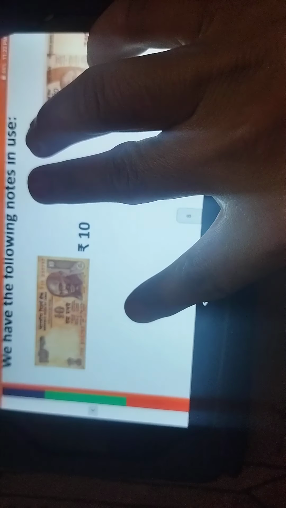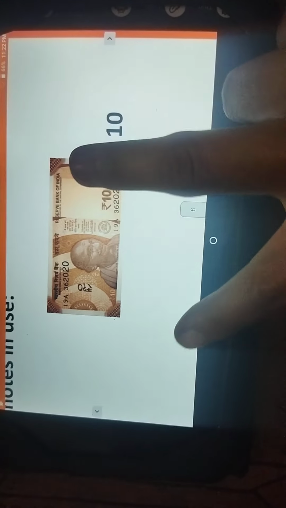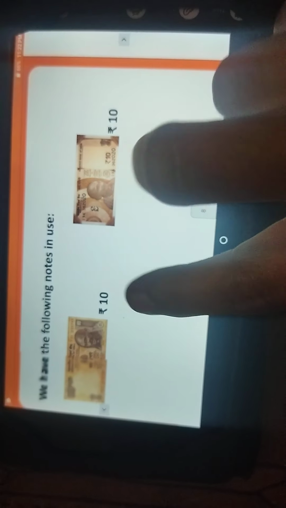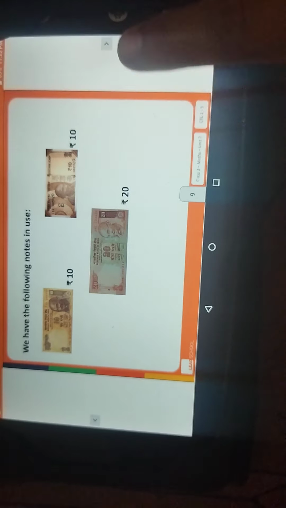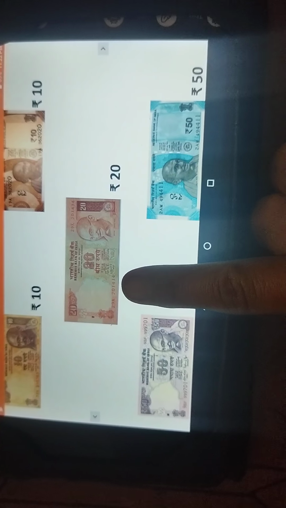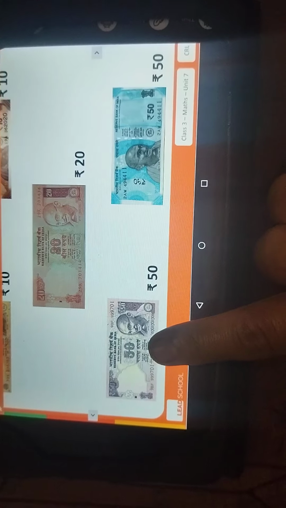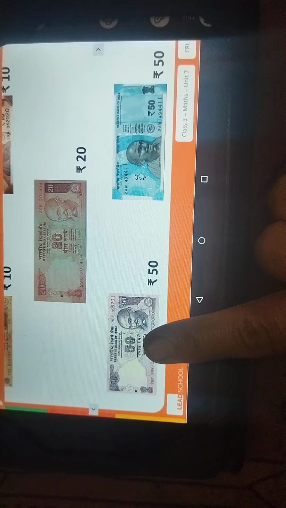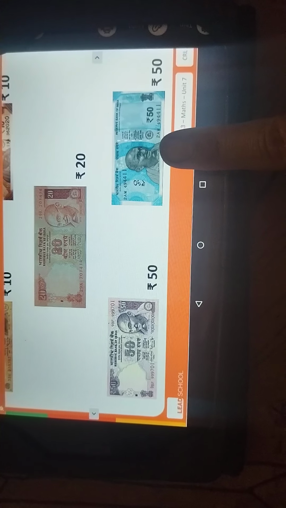This is a 10 rupees. Okay, the old currency is there and this one is the new currency. Both the notes we have to use here. Then 20 rupees is here. Now there is no change in the 20 rupees, but there is a little bit of change in the 50 and 15 rupees. The old currency is 50 and this one is the new currency.